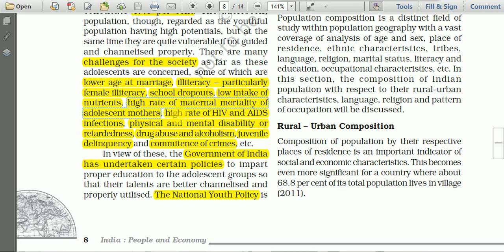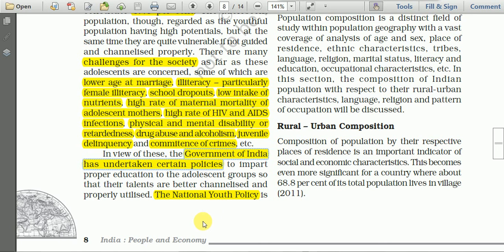Then a high rate of HIV/AIDS infections, physical and mental disability or retardedness, drug abuse and alcoholism, then juvenile delinquency and the commission of crime. Juvenile delinquency means an antisocial misdeed in violation of the law by a minor. That means you are committing a crime in society. A minor means a person having an age less than 18. So these are some of the challenges or problems faced by the adolescents in India.